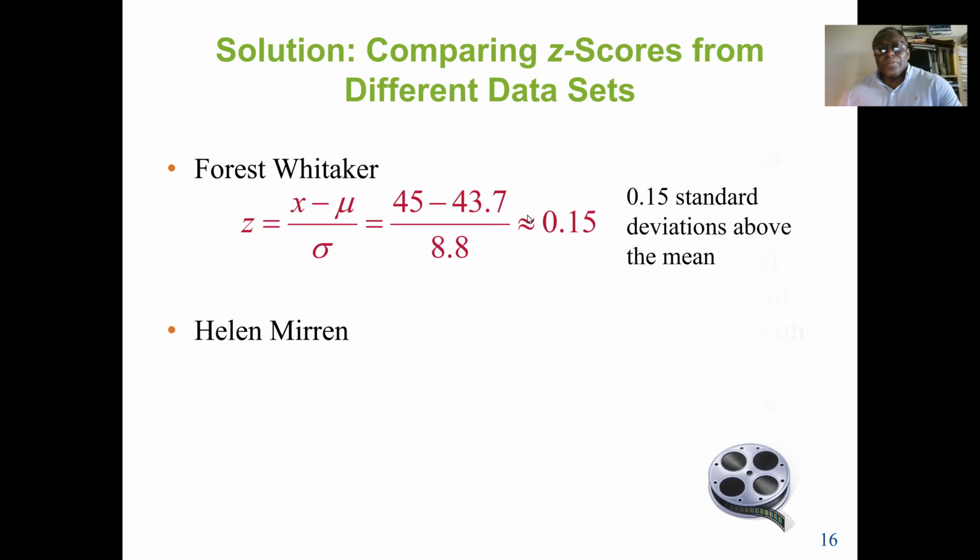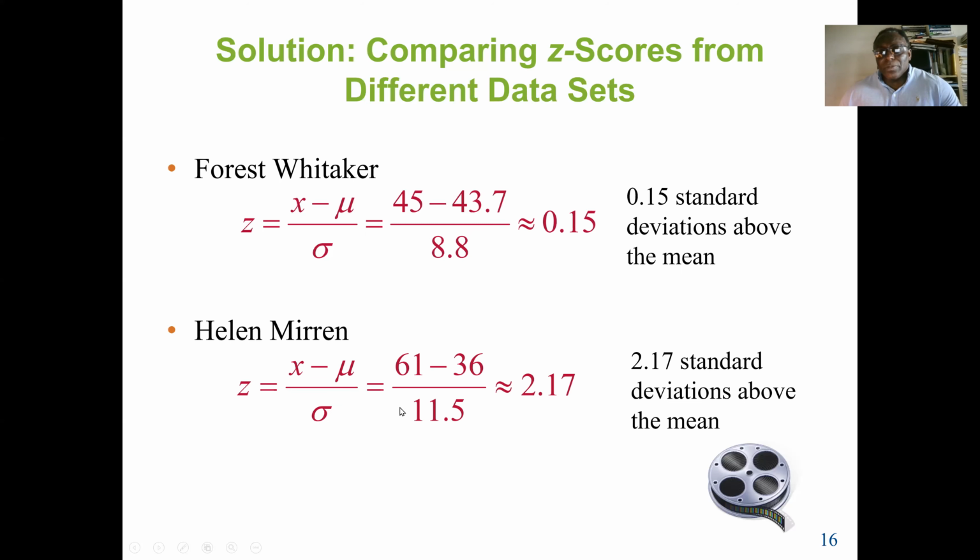So let's see the result. For Forest Whitaker, z equals x minus mu over the standard deviation. x will be Forest Whitaker's age, mu is the average age for all the actors in the winning category, and then the standard deviation of all the actors in the winning category. So we get 45 minus 43.7 over 8.8, and that gives us 0.15.